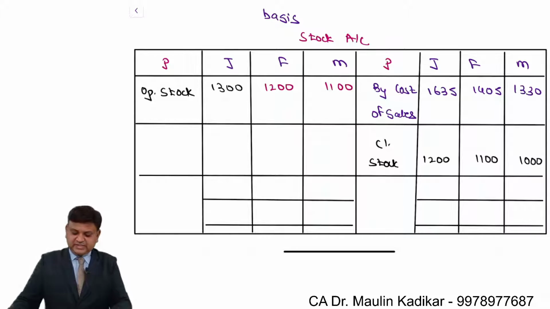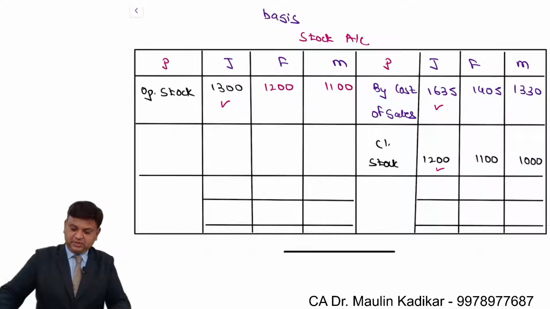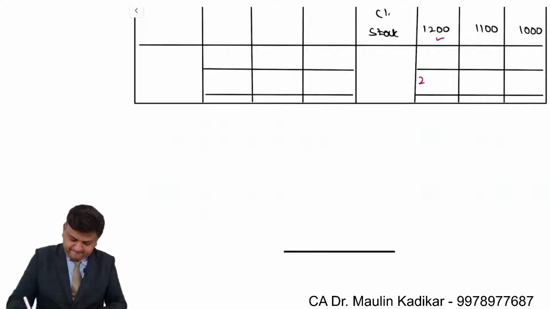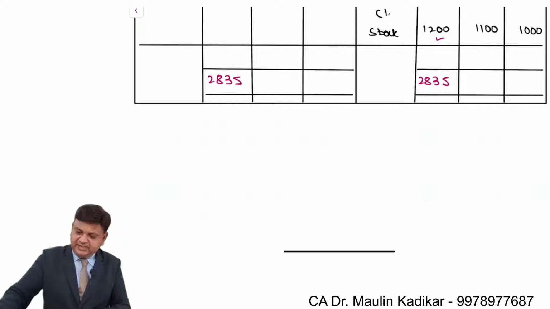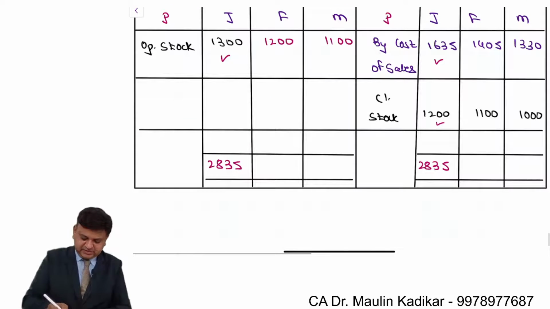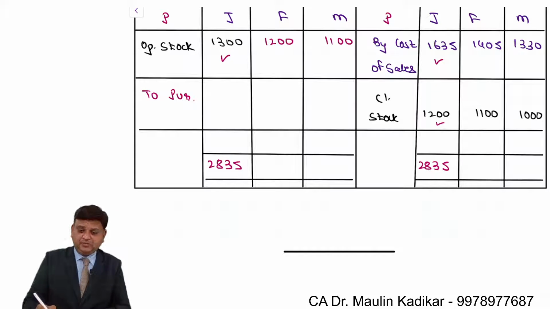So now we understand like this. Understand carefully. This is the opening stock that we had. This is the value of the goods that we have sold. And this is the closing stock that we have. So 1635 plus 1200, that is 2835, minus 1300, that will give the purchase. The amount of the purchase will be 1535. That is in the month of January.